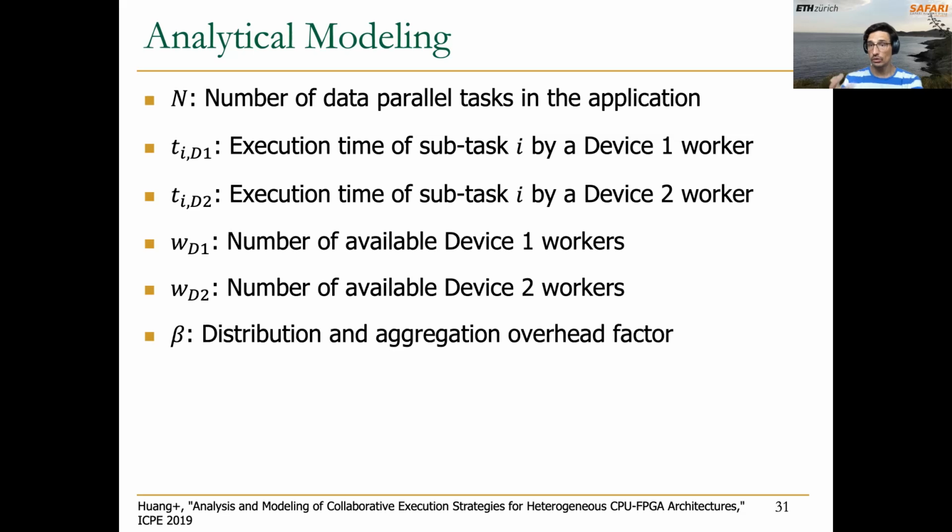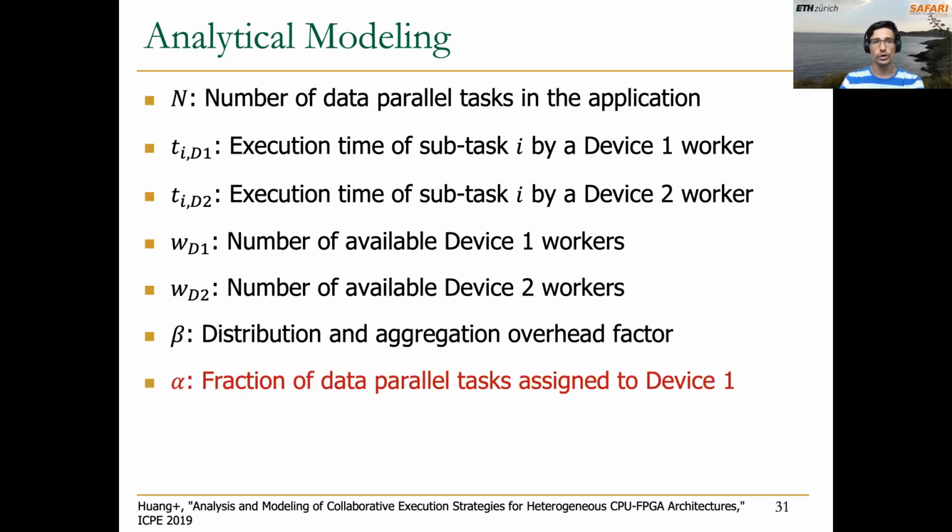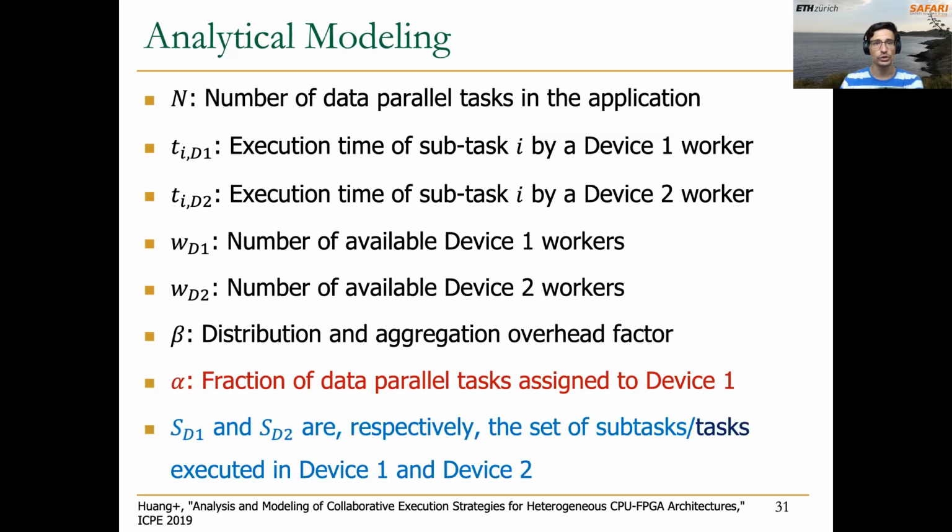We should also take into account that there exists some overhead due to the distribution and aggregation. And also for the data partitioning, we are going to consider alpha, that is the fraction of parallel tasks assigned to device 1. As you can imagine, to device 2, we will assign 1 minus alpha. And also SD1 and SD2 are the sets of tasks or subtasks, depending on the task partitioning model that we are focusing on, that are executed in device 1 and device 2.